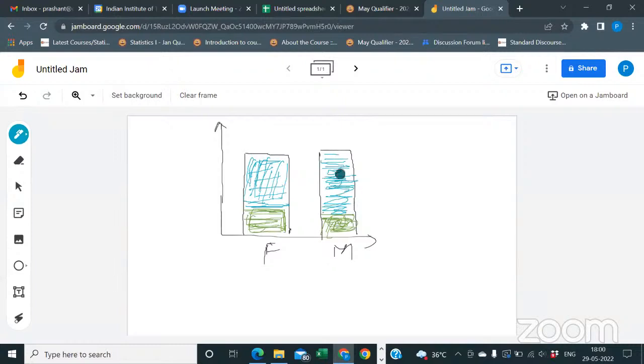Now basically, what is the meaning of association? It means a change in one variable affects the change in the other variable. Suppose the y-axis shows ownership of phone, and the x-axis is gender. So how will we know gender is associated with ownership?